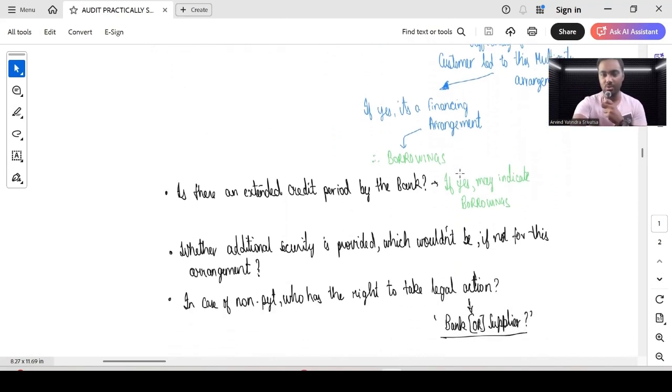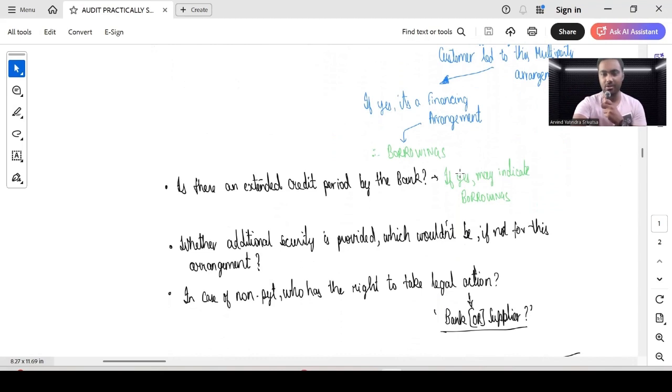And in case of non-payment, who has the right to take legal action? Whether it is the bank or the supplier. If the bank has the right to take legal action, then we would be more inclined towards the borrowing classification. If the supplier has the right to take legal action, then we would be more inclined towards the trade payables classification, that is, under acceptances. I hope you found this clear, guys.